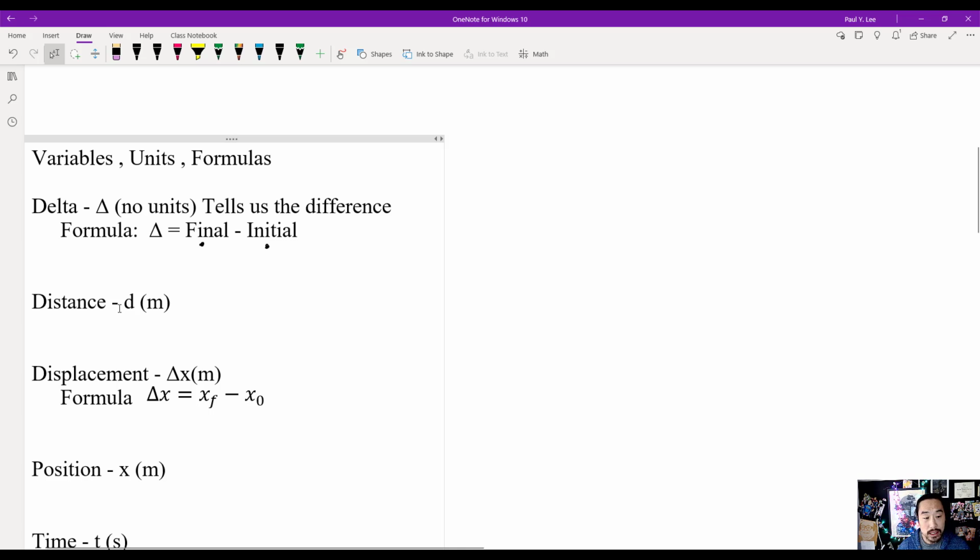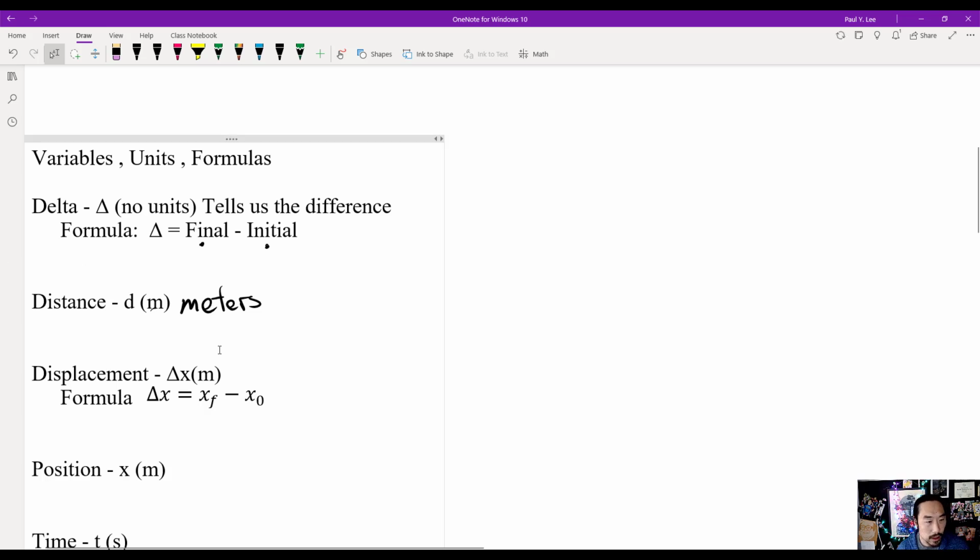Distance, lowercase d, and the units are lowercase m. In physics, we always use meters to tell us how far something has gone. We do not use feet, we do not use miles, we use meters and its different derivations, such as centimeters or kilometers, but we never use miles, feet, or yards.